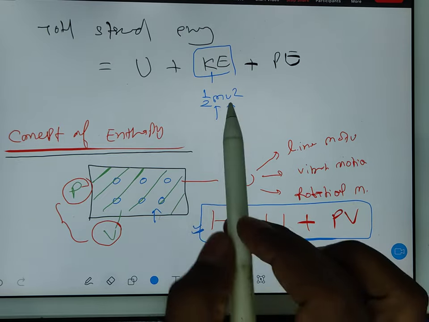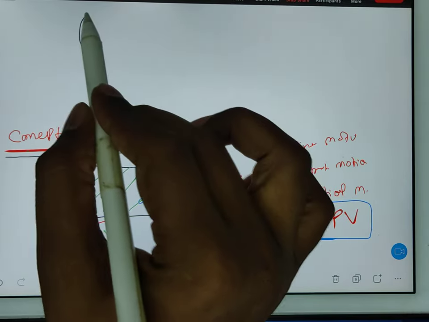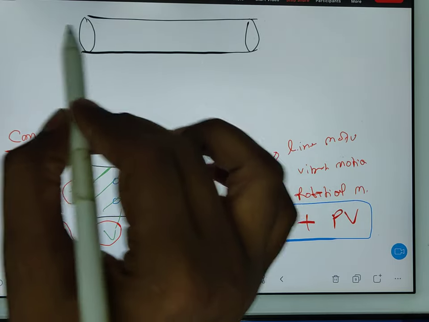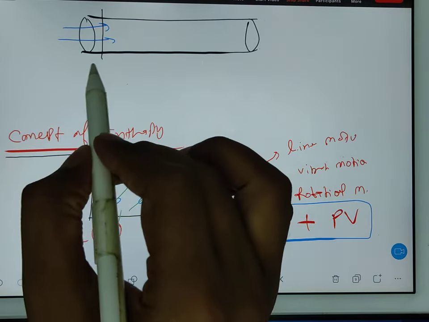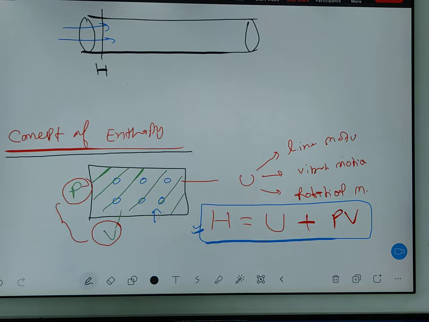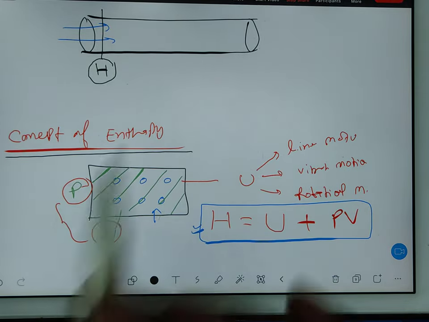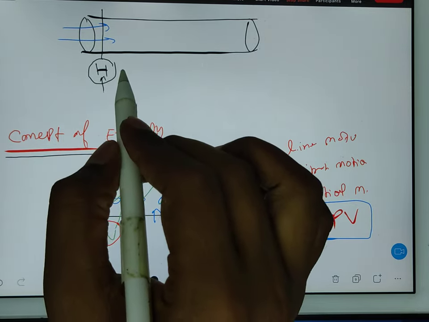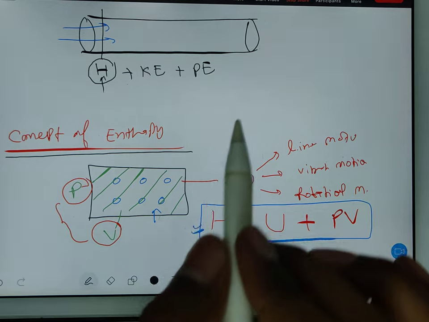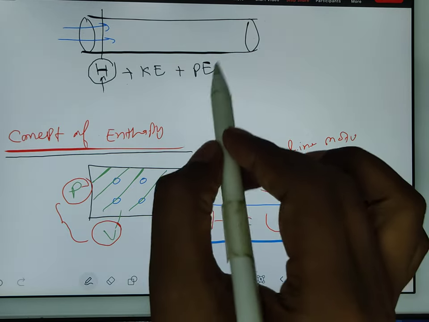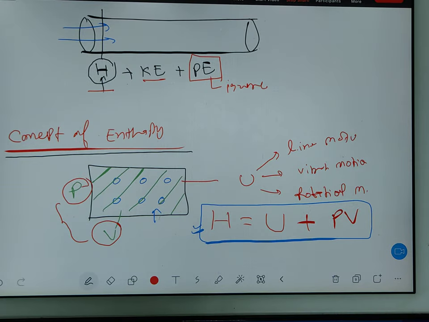For that, I am drawing here. Suppose there is an open system like a pipe. In this, there is a water flow or any gas flow or anything. At a particular cross section, you will have enthalpy H. Actually, at the macroscopic level, enthalpy plays a very important role. Other than enthalpy, you will have kinetic energy and potential energy. But in most thermodynamics, gas dynamics and aircraft propulsion numericals, we ignore this potential energy. But kinetic energy and enthalpy we consider.